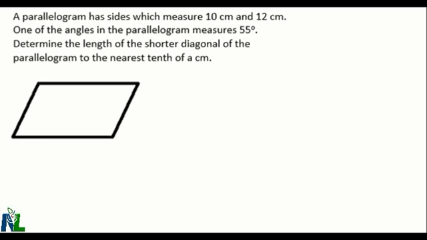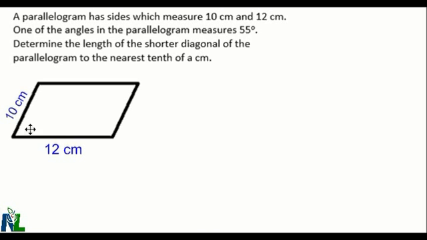Let's show how the law of cosines may be used to solve the problem. Please pause your video and read the word problem carefully before starting. In this question, it says a parallelogram has sides 10 centimeters and 12 centimeters. Let's just label the sides of the parallelogram, indicating that the shorter side will be 10 and the longer side will be 12. It says one of the angles is 55 in the parallelogram.